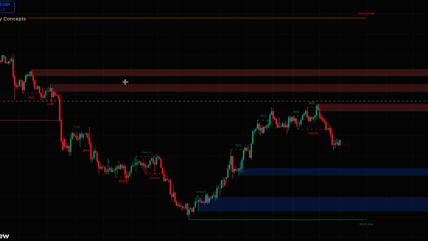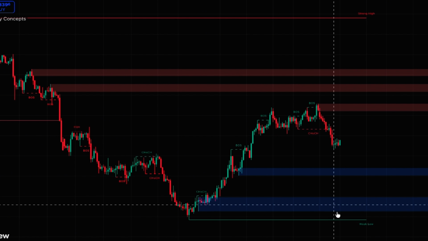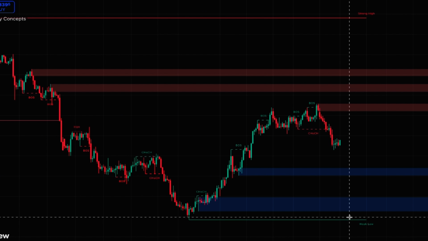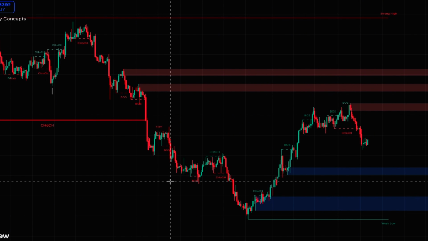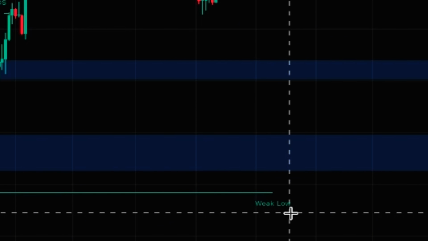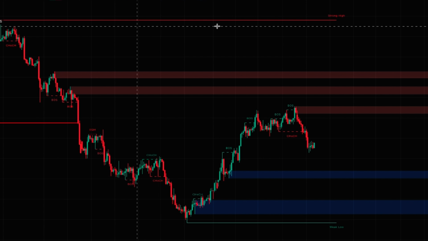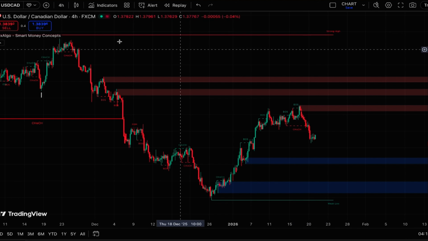For the defined look-back period, the indicator shows the high and low of the market, also with an evaluation of their strength or weakness. For example, for this look-back period, on 4 hours time frame, the low of the market is here, which is labeled weak low, and the high of the market is here, which is labeled strong high.